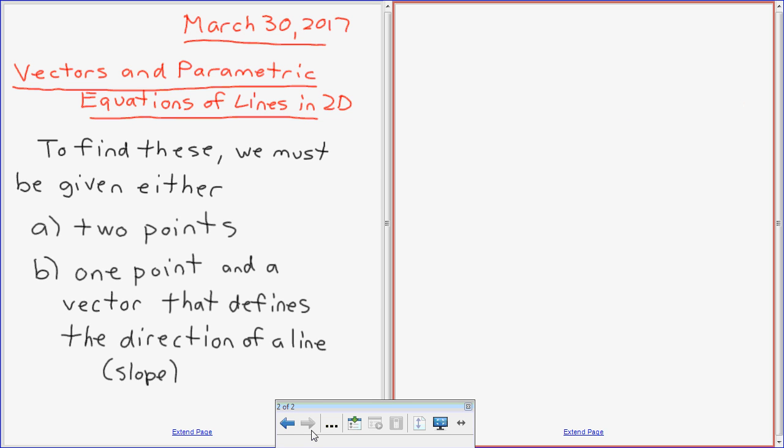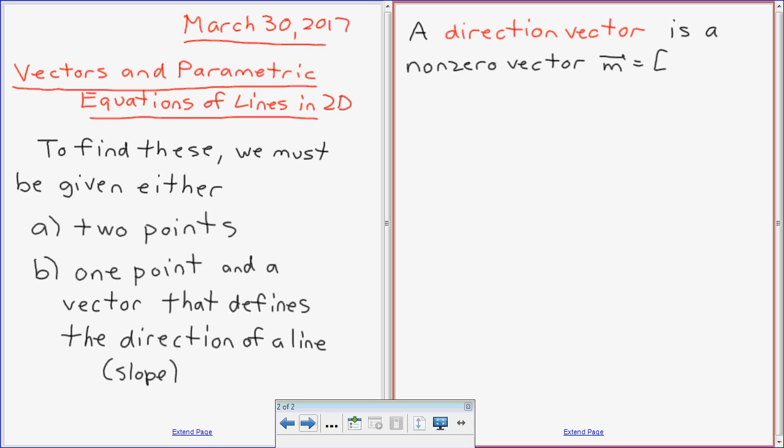All right. A direction vector, which we'll be using quite a bit, is a non-zero vector parallel to the given line.